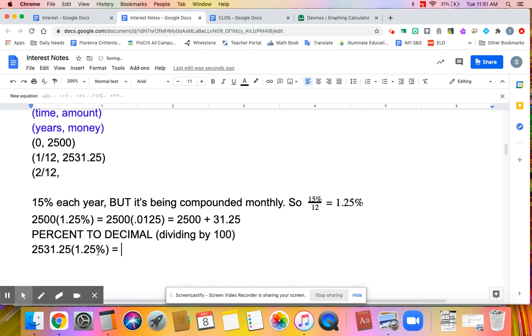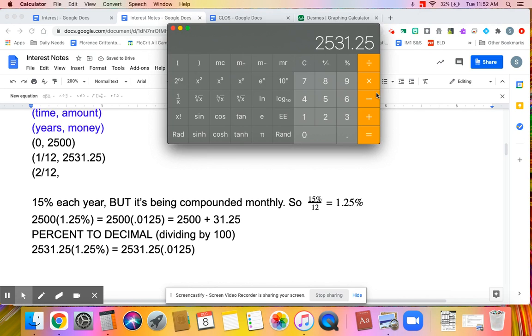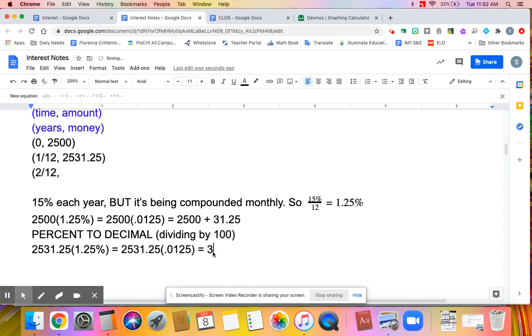So remember, to do that, I actually have to multiply it by the decimal, not the percent. So I take this number and I say, okay, so what is 1.25% of that by multiplying it to the decimal? And I'm like, oh, now it's $31.64. See how that's only a little bit more than last time, but still, it's a few cents more interest because I had a little more money in there.